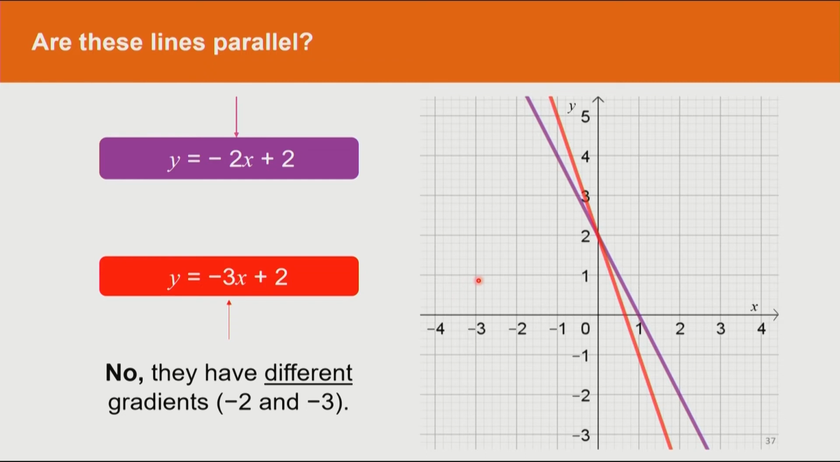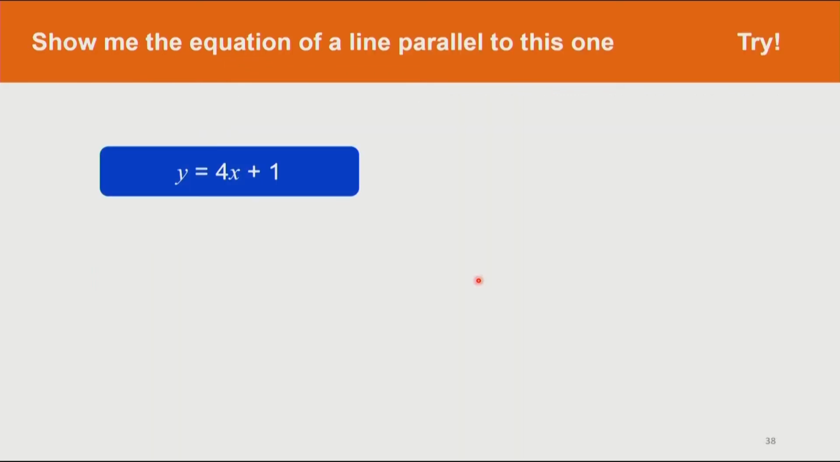So that knowledge is very important, that parallel lines have the same gradient. At times, you don't need to draw them. Now, show me the equation of a line parallel to this one. We know that for parallel lines, they must have the same gradient. So here the gradient is 4. Therefore, any other line must also have a gradient of 4. The m must also be 4.